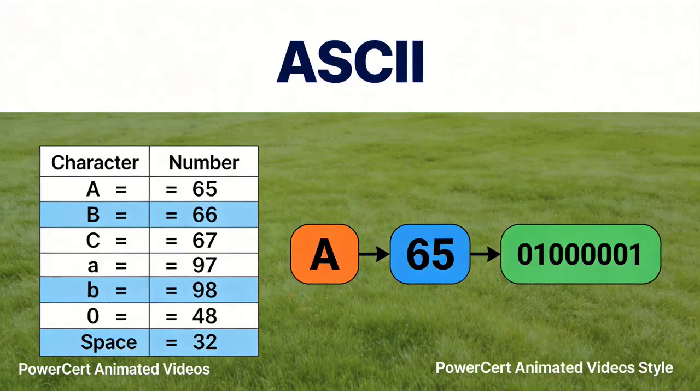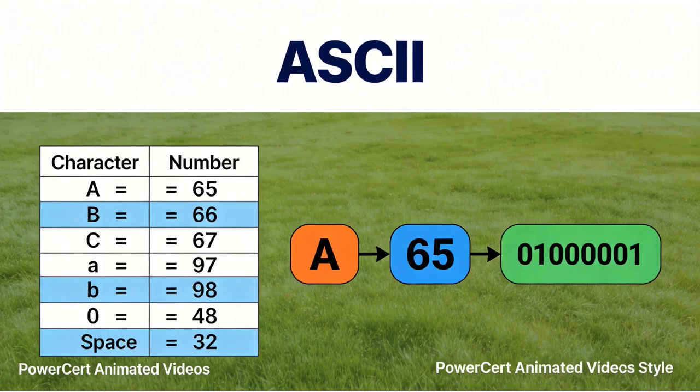The solution was ASCII, the American Standard Code for Information Interchange. Created back in the 1960s, ASCII assigned a number to every letter, digit, and common symbol. Capital A, that's number 65. Capital B is 66. C is 67. Lowercase a is 97. The spacebar is 32. And those numbers are then stored as binary. So when you type the letter A, the computer stores the binary for 65, which is 01000001. ASCII worked great, but it only covered 128 characters.